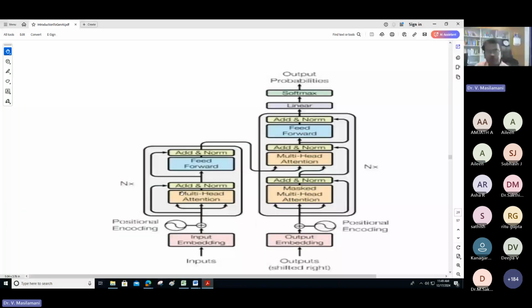Right. So forget about this Nx. You just look at this portion and this portion.